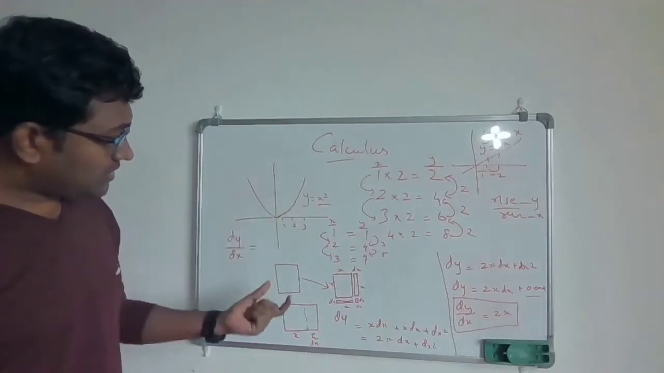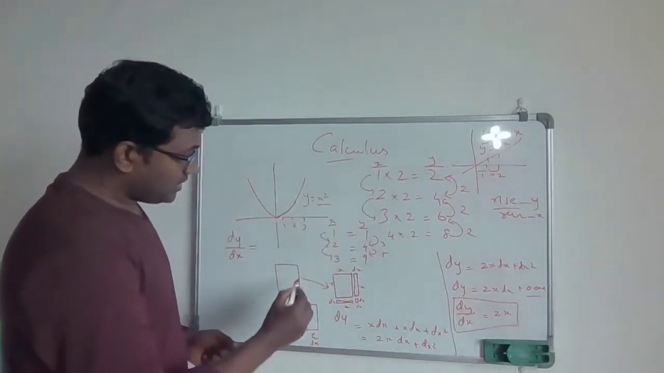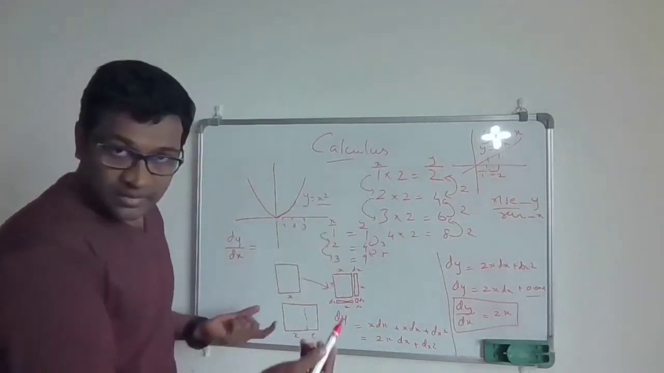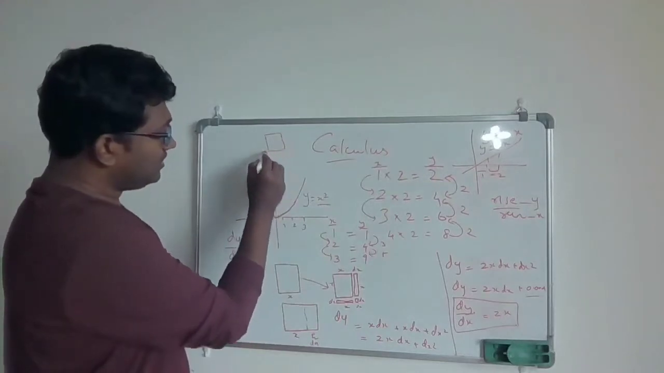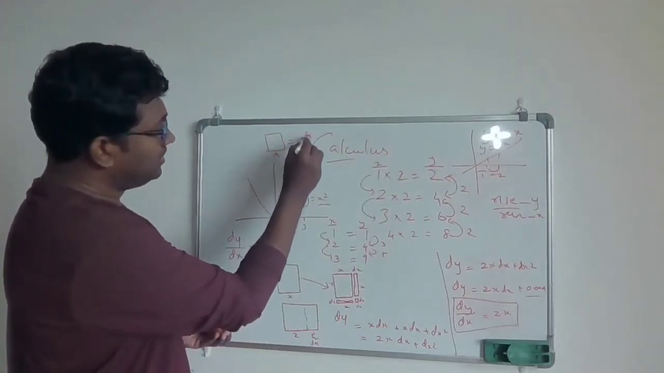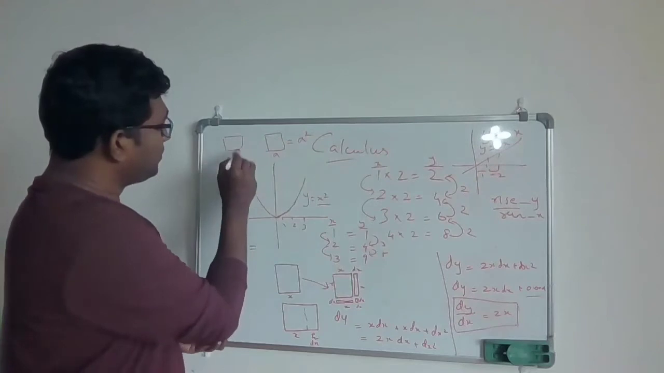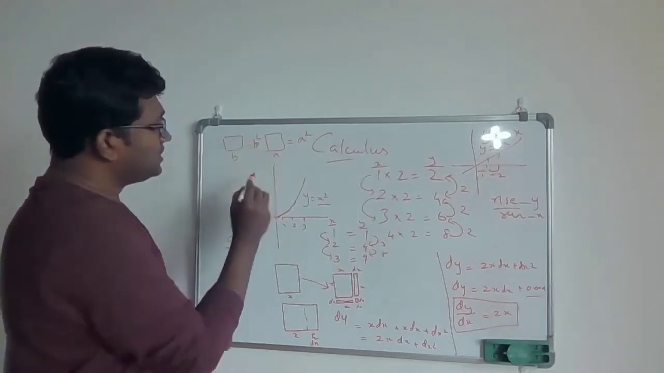I mean, you can visualize it as a square. The area of the square is x squared. The area of any square is like: if the side length is a, it becomes a squared; if the side length is b, it becomes b squared. So it is just the area of a square.